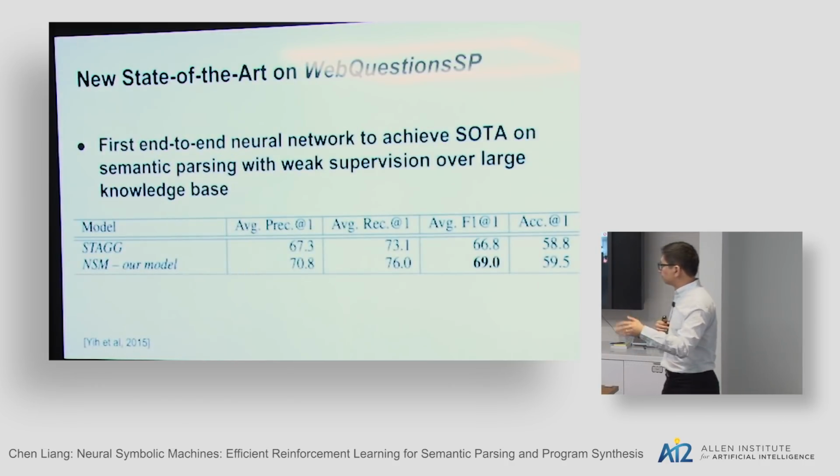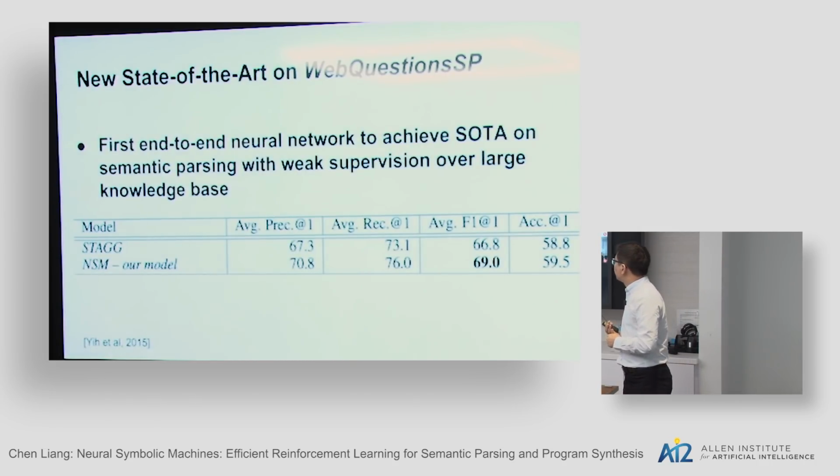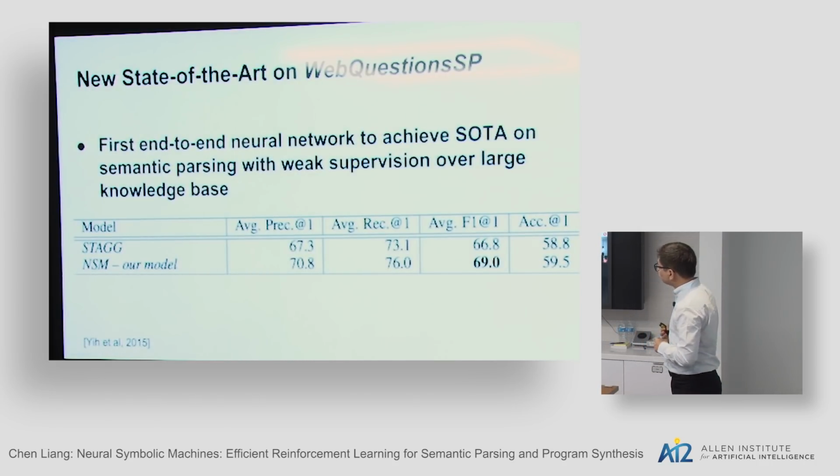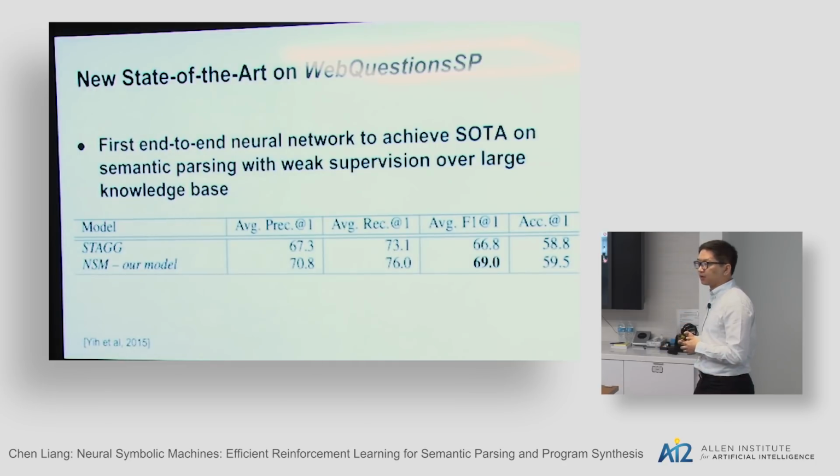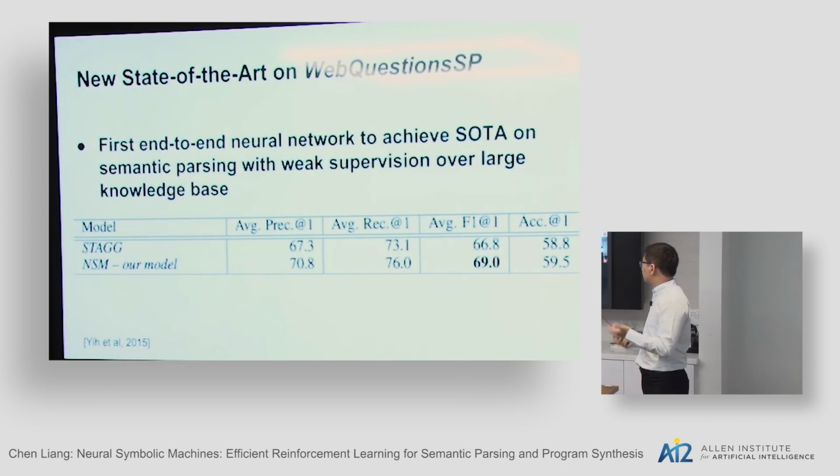There are a lot of different approaches applied on, say, QA with Freebase. And the main result is that this is the first neural network, or end-to-end neural network approach, to achieve state-of-the-art on semantic parsing with weak supervision and a large real-world knowledge base. The previous best approach is by Scott, and our approach is significantly better on all of the metrics.